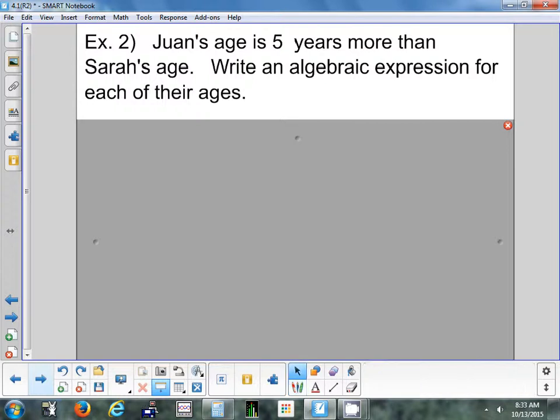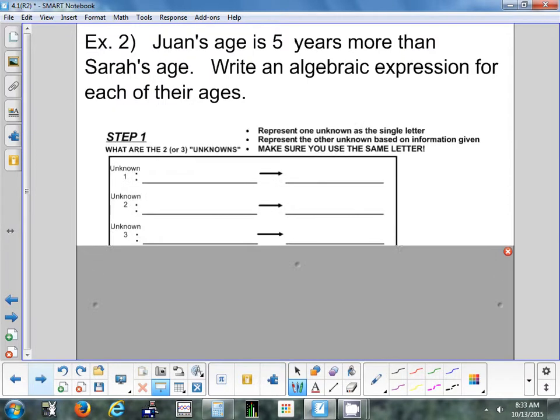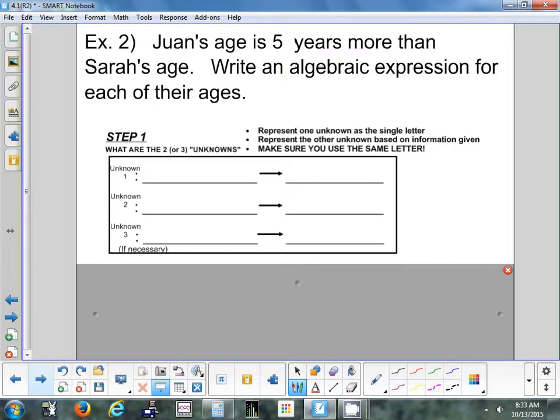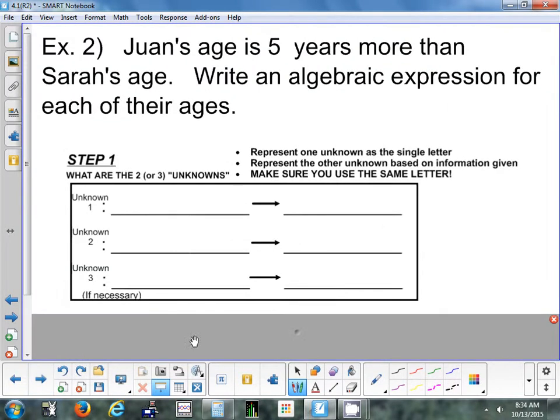All right, so let's try this one. Mr. Roy is going to do this one with you guys. On yours, it's handwritten, but it's the same thing. So we've got Juan's age is 5 years more than Sarah's age. Write an algebraic expression for each of their ages.